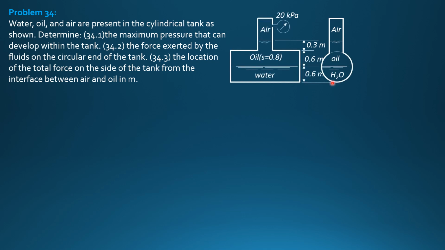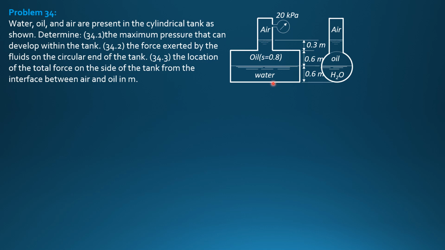So this is the given figure. We have air under pressure 20 kilopascals. Then this is 0.3. This is the circular end. We have oil in contact and on the lower half water.